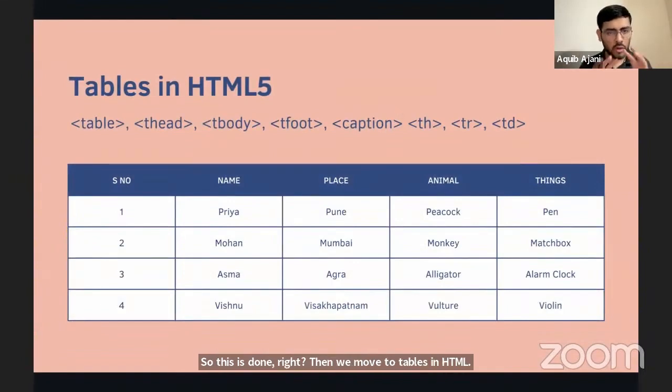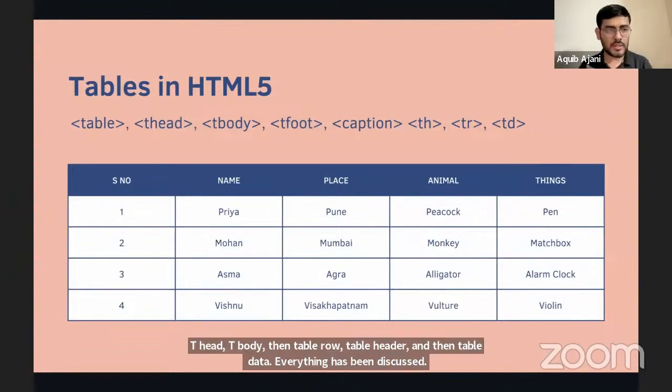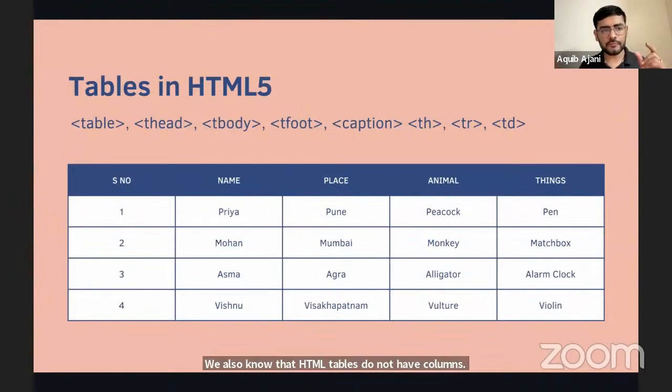We have discussed all the tags that are required generally for a table, right? So all the way from table, thead, tbody, then table row, table header, right? Then table data. Everything has been discussed. We also know that HTML tables do not have columns. The number of elements that make up the number of items in a table row make up the number of columns, right? That is how a table works in HTML.